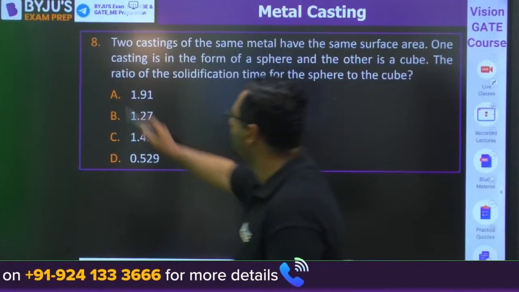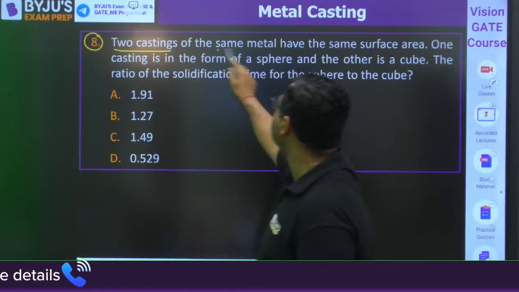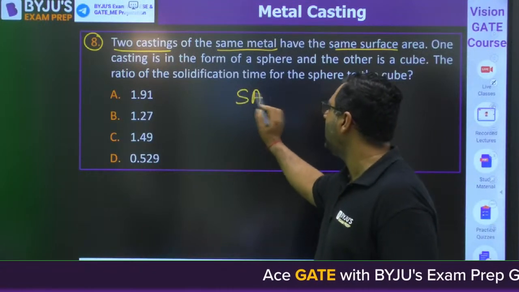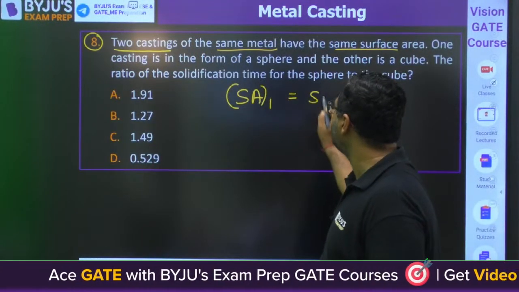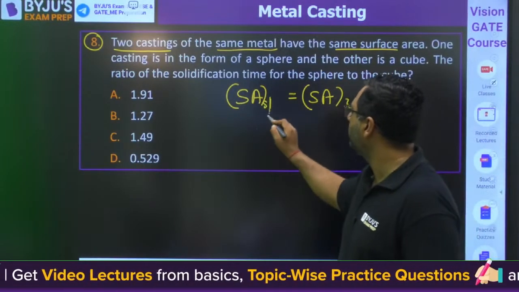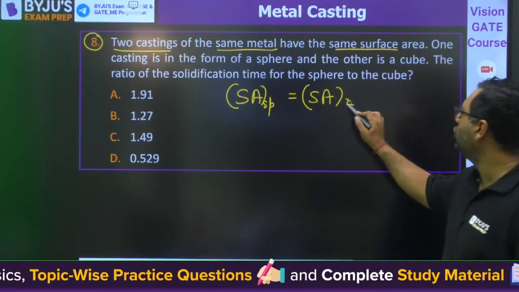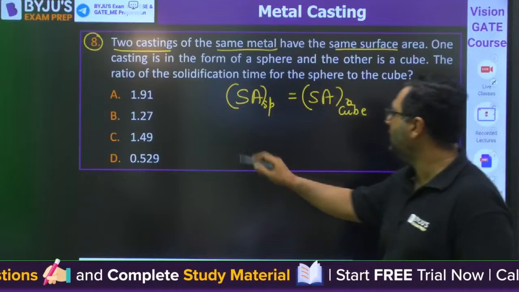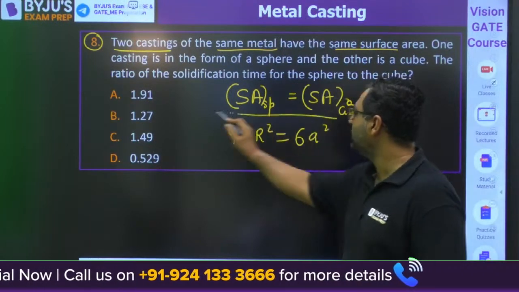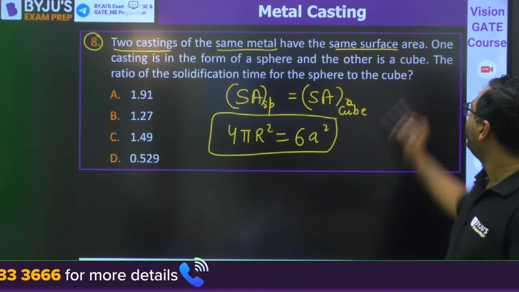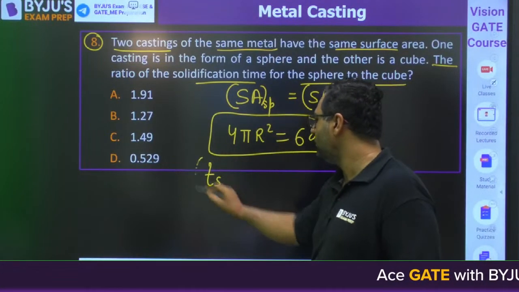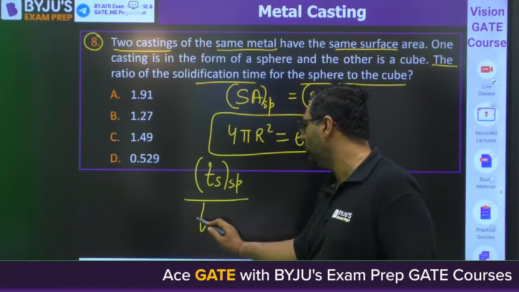Question number 8. It is saying two castings of the same metal have the same surface area. So surface area of 1 equals surface area of 2. One casting is in the form of a sphere, the other casting is in the form of a cube. Surface area of sphere is 4 pi r square, of cube is 6a square. So this will give you the relation between r and a. He is asking the ratio of solidification time for the sphere to the cube.